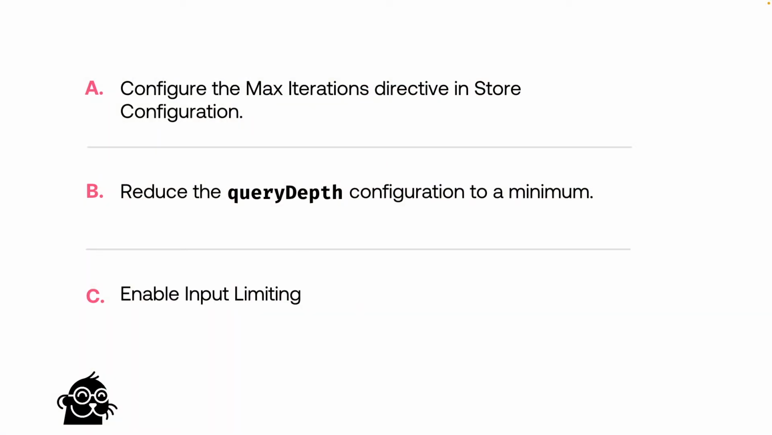Well, we have three different options that I illustrated here. We can configure the max iterations directive in store configuration. We can reduce the query depth configuration to a minimum, or we can enable input limiting. Three options here, and let's walk through each one of them. So, configure the max iterations directive in store configuration. To be frank, I'm not aware of this. If you find it, let me know. Maybe we could build it, and that would be an interesting option. So that just doesn't exist.